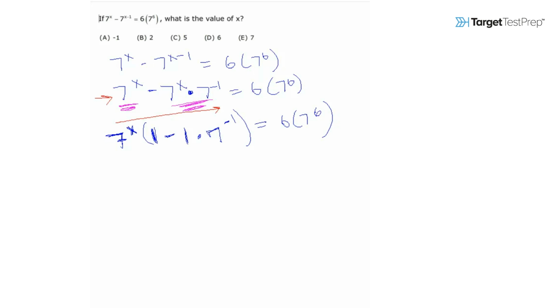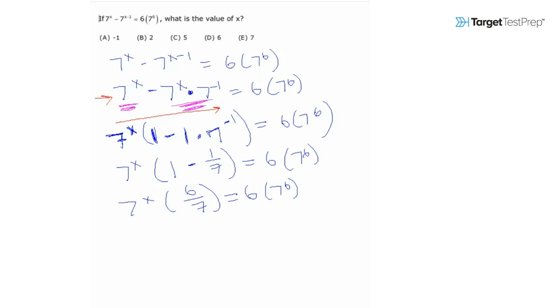So now we can do the work inside of the parentheses. So that's 7 to the x, and we see here this is the same thing as 1 minus 1/7, right? Because 7 to the minus 1 is just 1 over 7, and that's equal to 6 times 7 to the 6th. Remember, you'd have to make 1 into 7 over 7, because we need a common denominator to subtract. So this would just give us 6/7 in the parentheses.